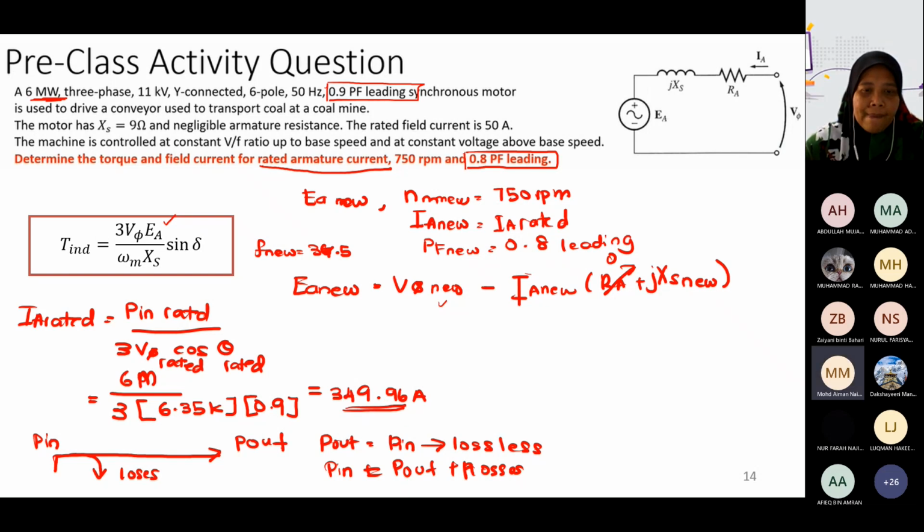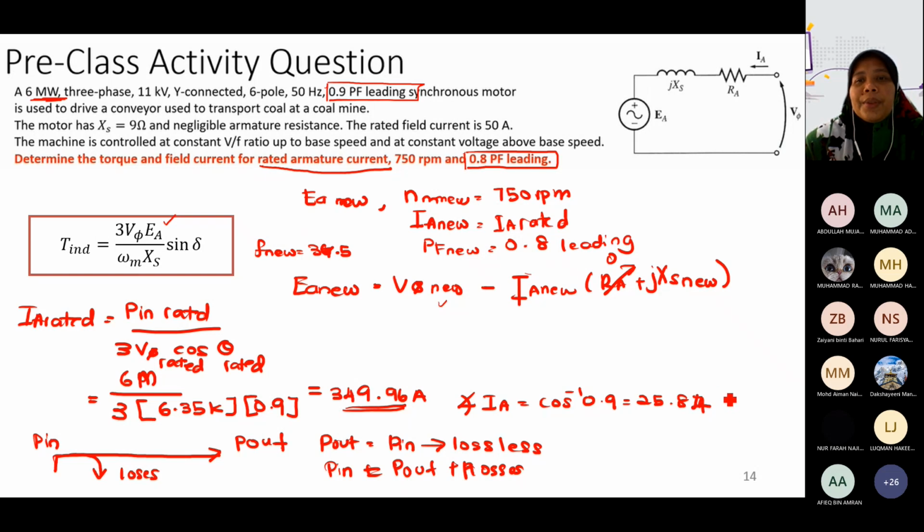Others? The same. Okay, now what about the angle? If it's three-phase, your current must have an angle. So what is the angle for IA? 25.84, minus, cosine 0.8. How much just now? 25.84. Okay, now I want to ask, for the angle, why did you choose cos 0.9 instead of 0.8? Rated.